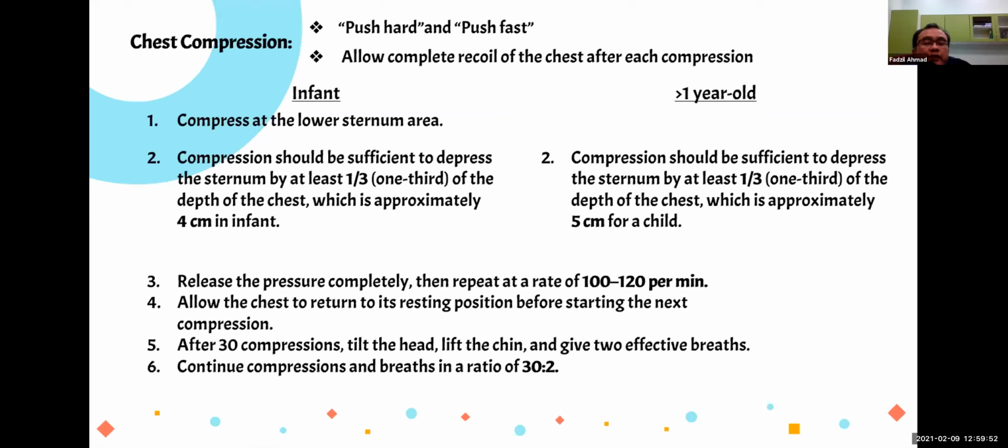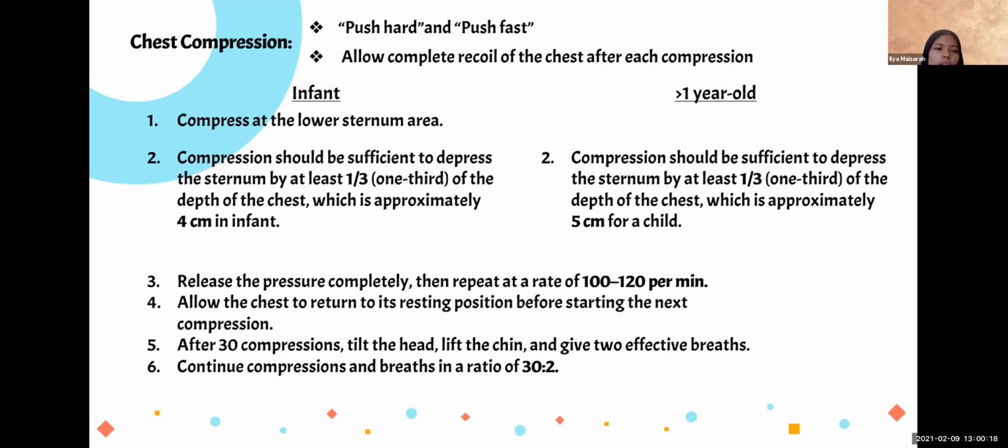Chest compression should be push hard and push fast. Push hard with sufficient force to depress at least 1/3 of the depth of the chest, and push fast at a rate of at least 100 compressions per minute. You need to allow a complete recoil of the chest after each compression.